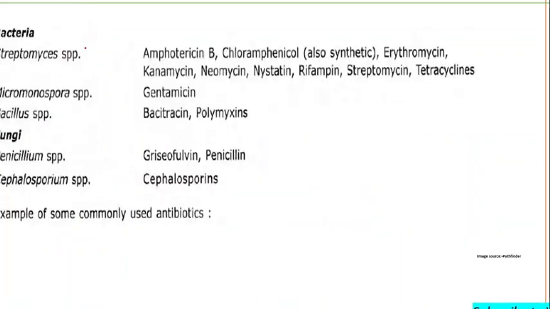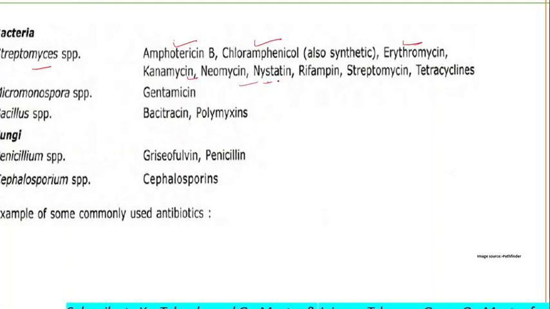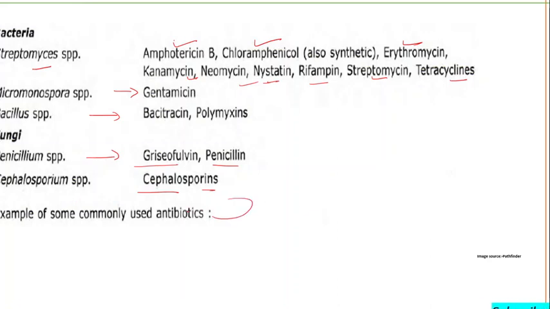Here are some bacteria like Streptomyces. You can pause the video and read out each and every antibiotic produced by Streptomyces: amphotericin, chloramphenicol, erythromycin, kanamycin, neomycin, nystatin, rifamycin, streptomycin, tetracycline. Micromonospora produces gentamicin. Bacillus species produces bacitracin and polymyxins. Among fungi, Penicillium produces griseofulvin and penicillin. Cephalosporium species produces cephalosporins. These are examples of some commonly used antibiotics.